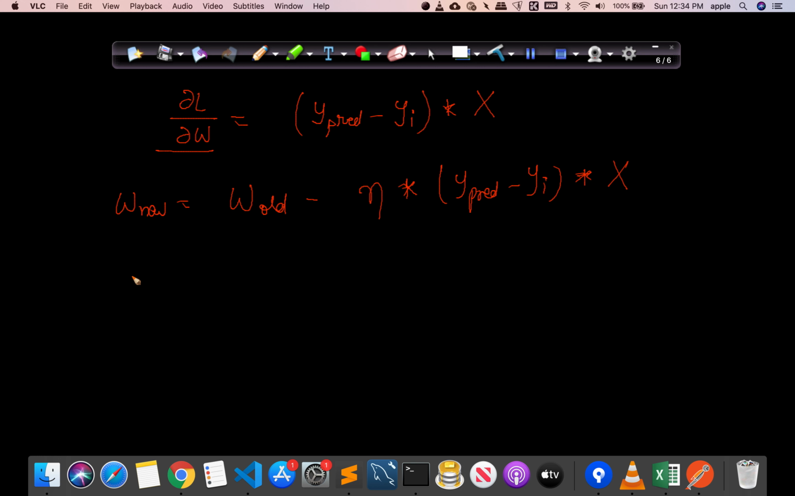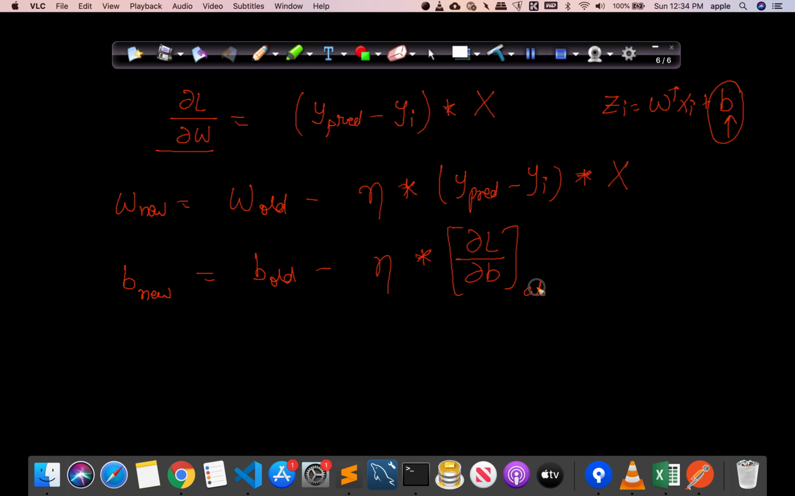Now we don't know how to update our bias term. Suppose this is our bias term. We have our equation like this: gi is equal to w transpose xi plus this bias term. So we also have to find the optimal b. So b new will be written as b old minus learning rate into ∂L/∂b, evaluated at b old. So we also have to find this particular thing.